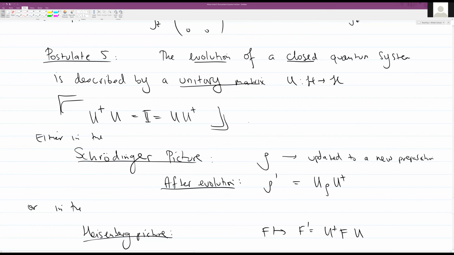I'll try my best. What do I really mean by evolution? Firstly, we have to have a notion of closedness of the quantum system. So that's at least critical. We have to decide, is the system closed or not? And then an evolution is anything that that system does once it's closed, if you wait some time. Does that help? Yes, that helps.